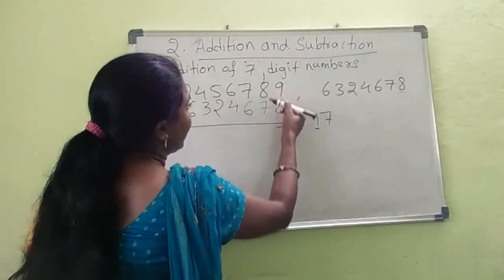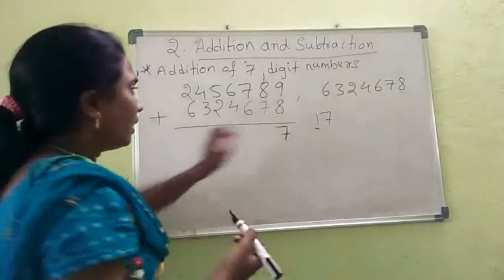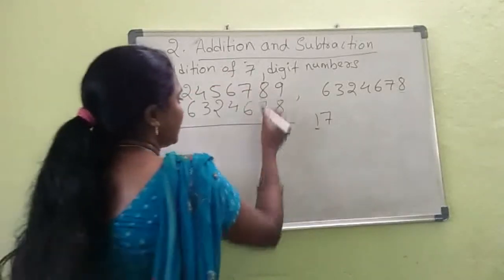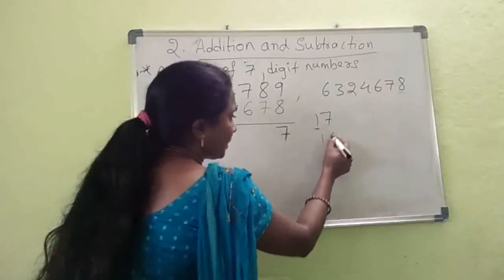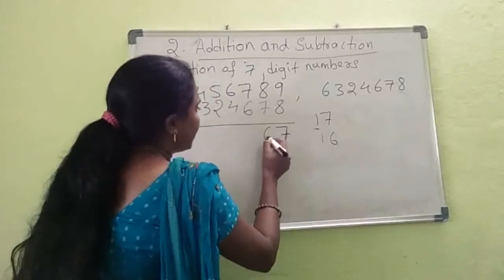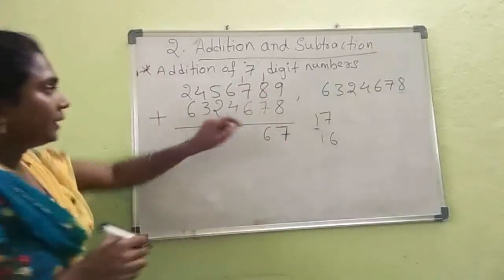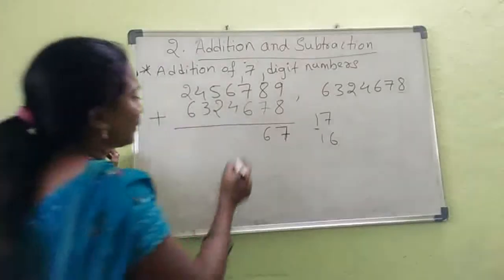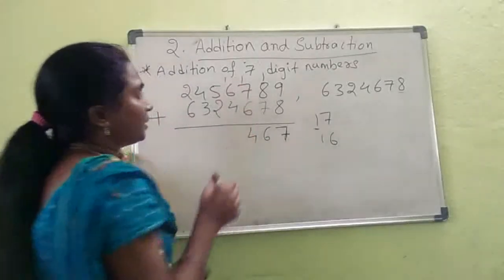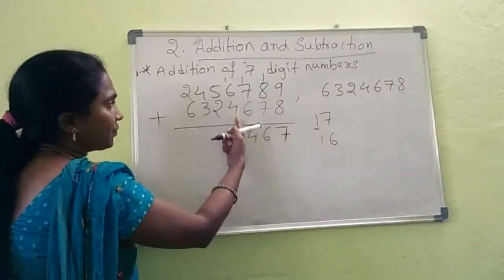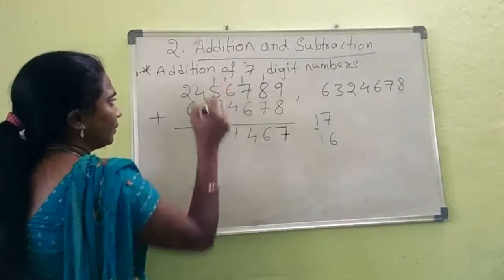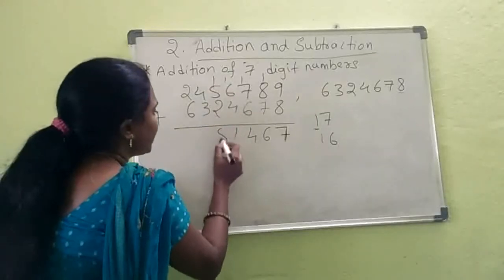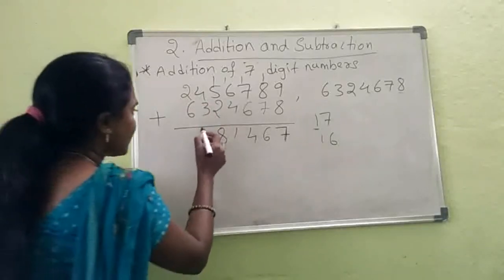Next, 8 plus 7, that is 15. And you have to add this carry. 15 plus 1, that is 16. Again 16, 2-digit number, right? 6 should be here and 1 should be the carry forward. Next, add 7 plus 6, that is 13. And 13 plus 1, 14. 4 should be here, 1 should be a carry forward. Next, 6 plus 4, 10. 10 plus 1, 11. 1 should be here. 5 plus 2, 6, 7, right? 7 plus 1, that is 8. 4 plus 3, 7.